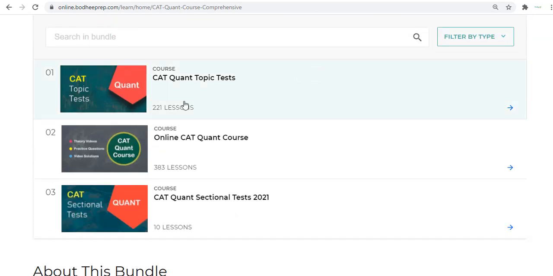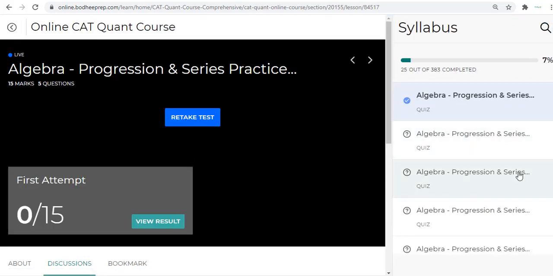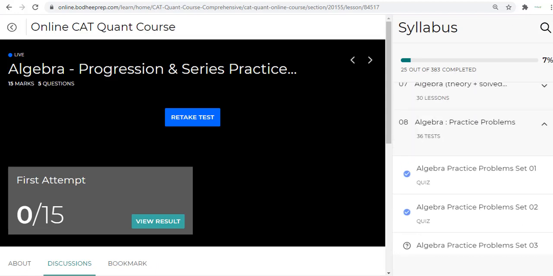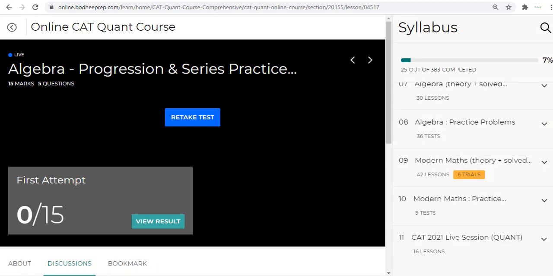We have the Quant topic tests, the online Quant course, and the Quant sectional tests. So how is the arrangement done? You don't go to the topic test straight away, nor to the CAT sectional tests. You first go to the online CAT Quant course. Once you go to the course, you will find that on the left hand side, we have an entire table of contents. It's just like a book.